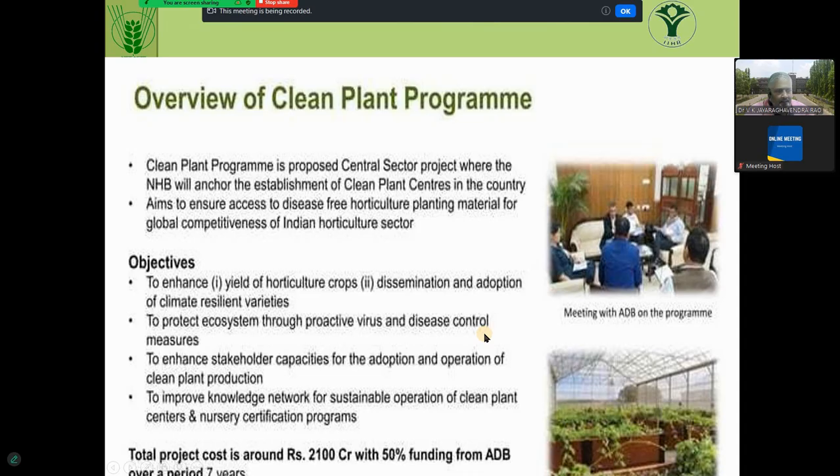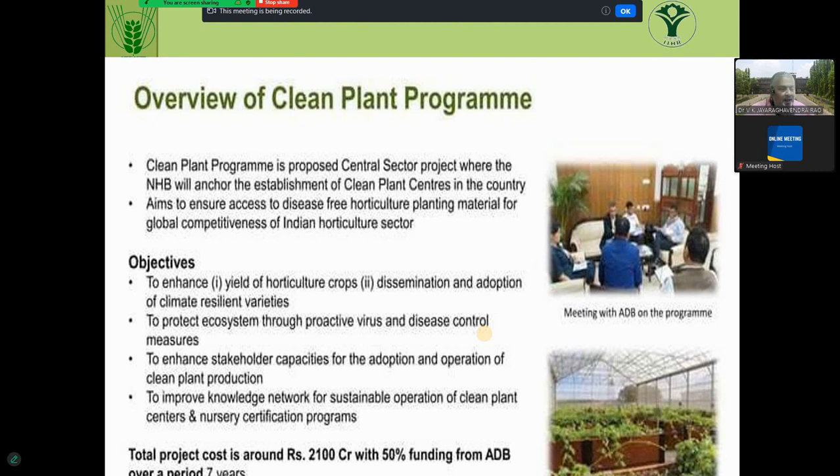I was in Erode, Tamil Nadu, very recently, and the farmers were asking. Avocado comes in 2-3 different flavors. There's the Hass variety, which is a very hard variety, whose fat content is about 33%.